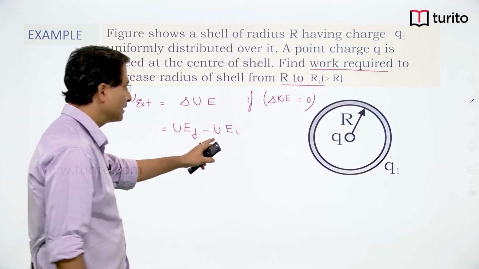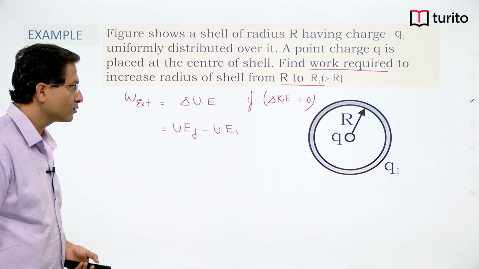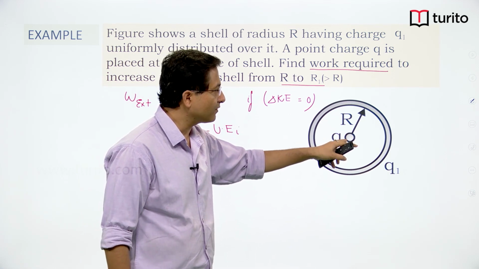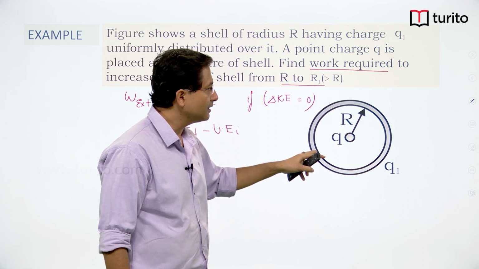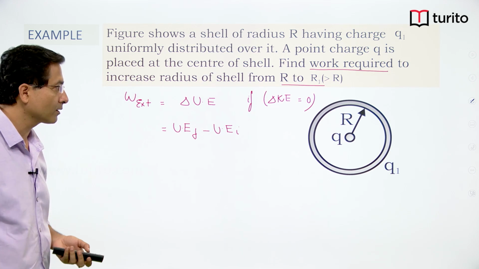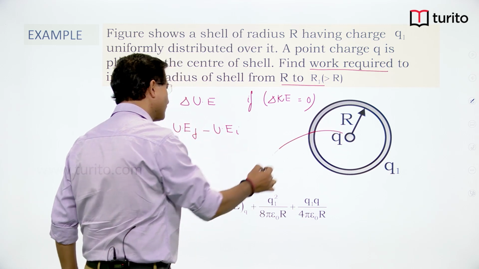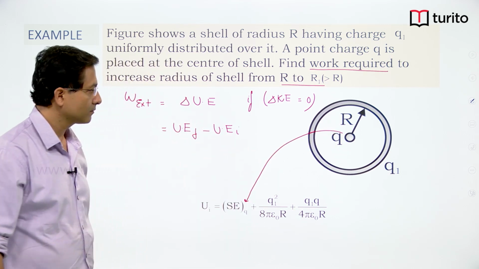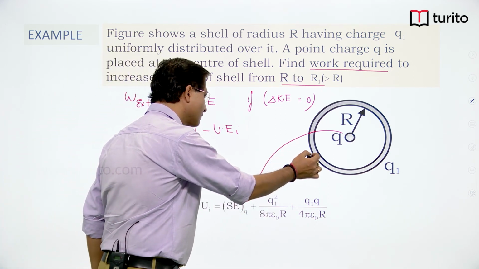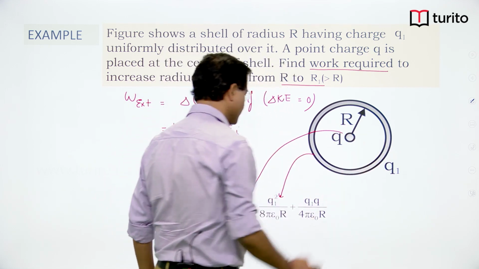Initial potential energy, as the dimension of this one is not given, I do not know the value, right. So I will assume it is having some energy. So this will have self energy, this will have self energy, and the system will have interaction energy like in the previous example. So I can write initial energy as self energy of this and the interaction energy between these two.